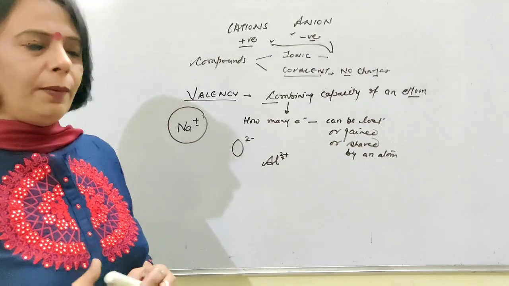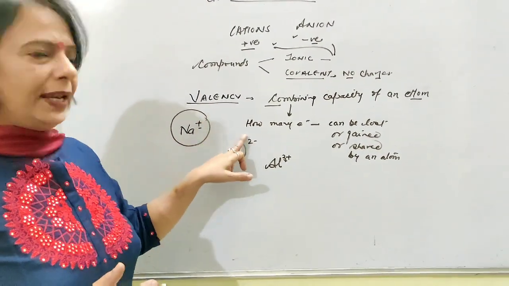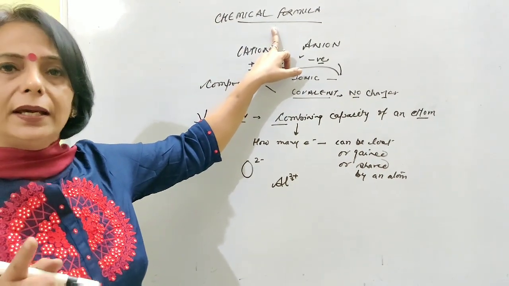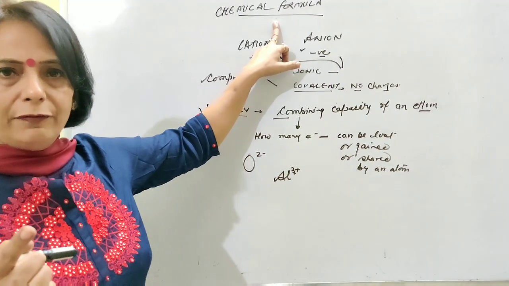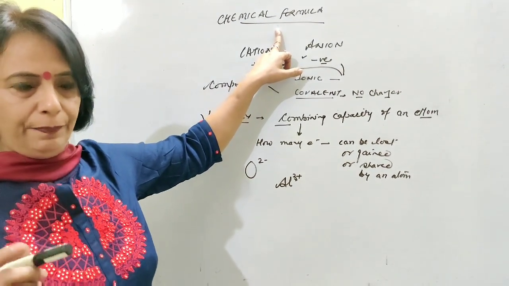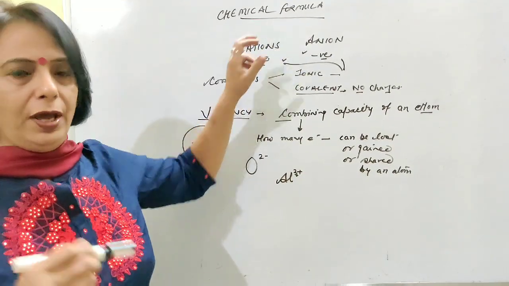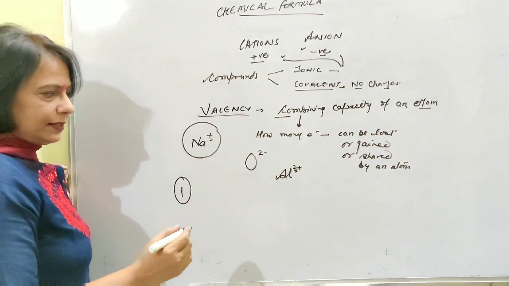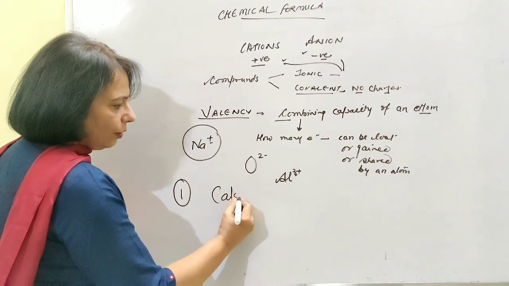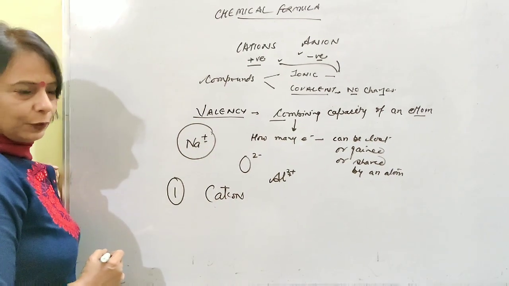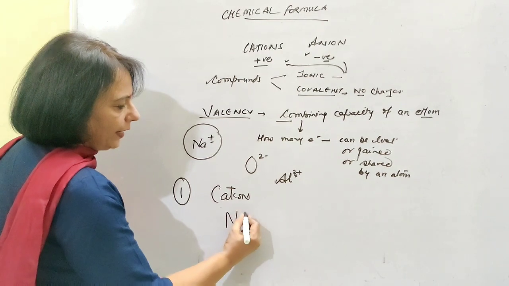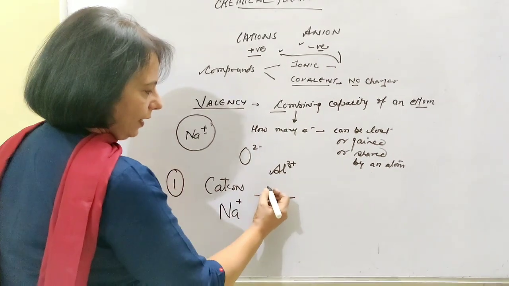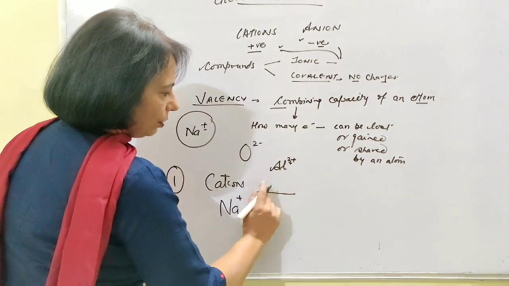Once you know about the symbols and then the valencies of the atom, writing down the chemical formula becomes very convenient. Now how to go ahead for this? Let me tell you the steps to be followed. First of all, to know the symbol and the valency, you have to write down a cation. Let's take the example of Na+. Then you will be taking an anion. Let's say we have taken chloride.